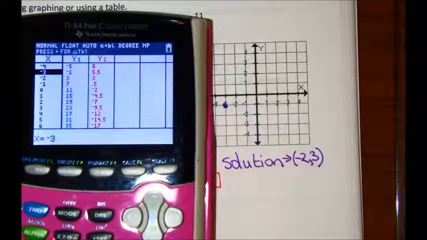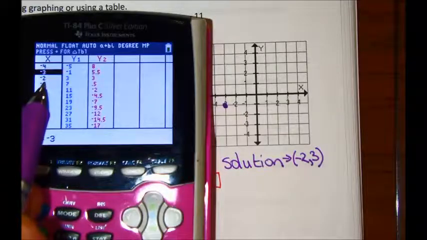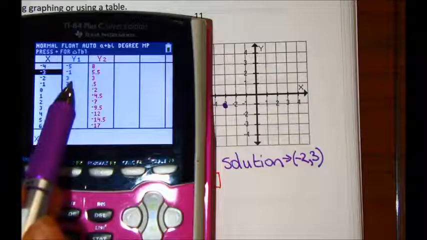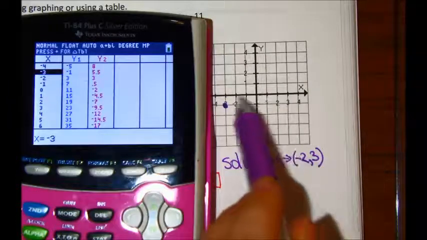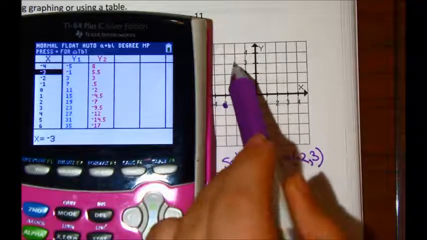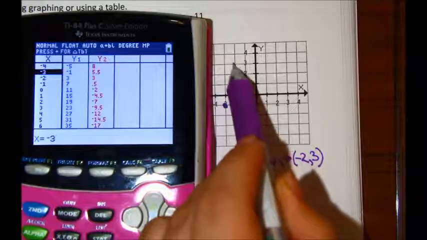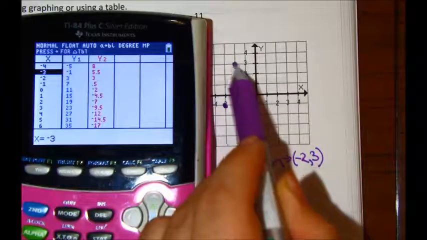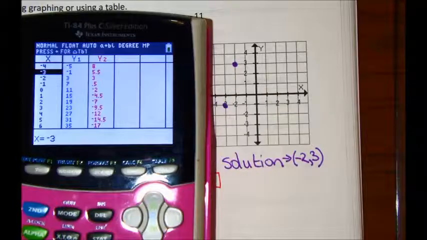I only need one more point on my graph to be able to draw my line. At -2, y is at 3. -2, 3. Now I can draw my line between these 2 points.